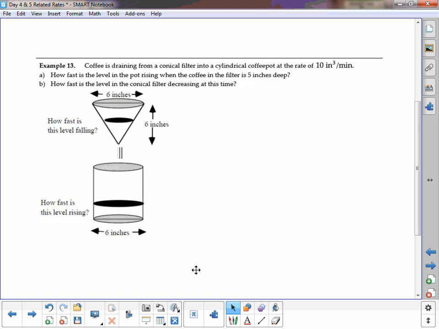Coffee is drained from a conical filter into a cylindrical coffee pot at a rate of 10 inches cubed per minute. Okay, so we've got two different shapes happening here. So I'm going to go ahead and, even though coffee is brown, we're going to consider it blue today.